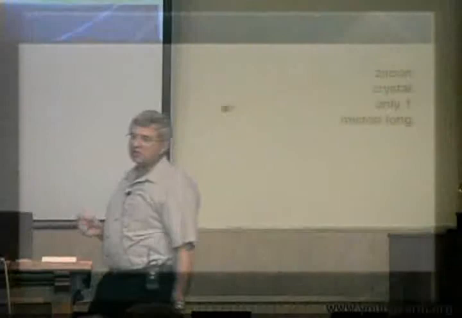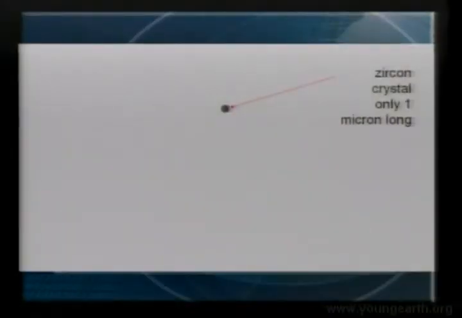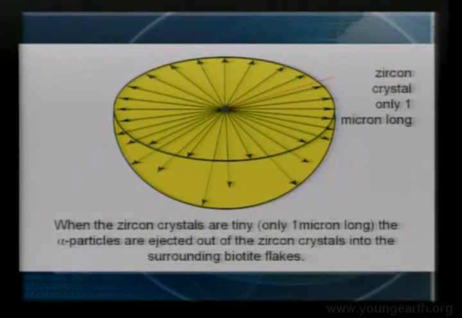Alpha particles are actually the same as the nuclei of helium atoms, without the electrons orbiting them. But when the zircon crystal is much, much smaller, only 1 micron in size, that is, a 50th or 60th the size of the larger zircon crystals, the alpha particles actually escape. They escape from the zircon crystal into the surrounding biotite crystal. And they're like little bullets. If you fire a gun into particle board, or what do you call it? Drywall board. We call it gyprock in Australia.